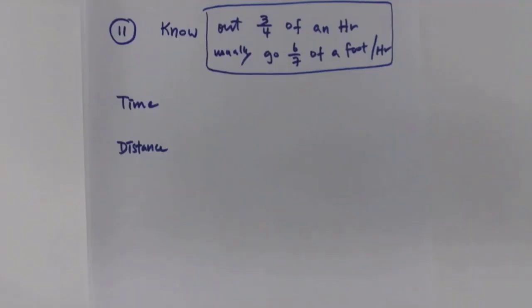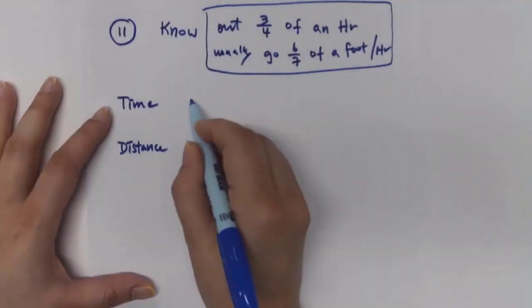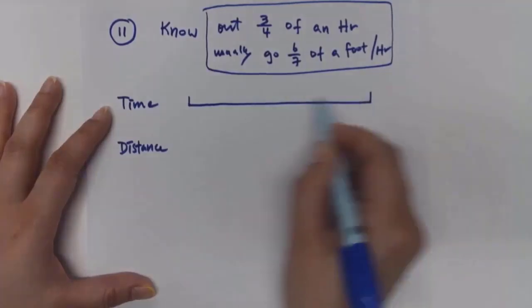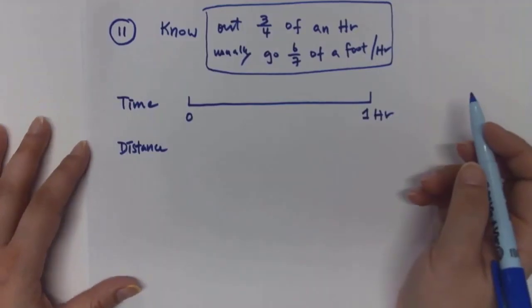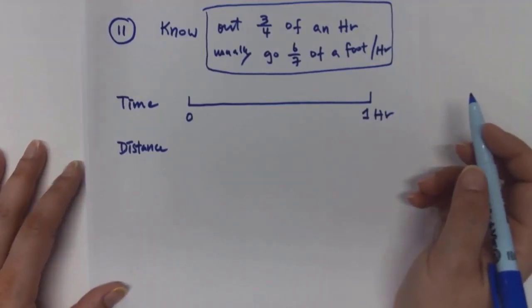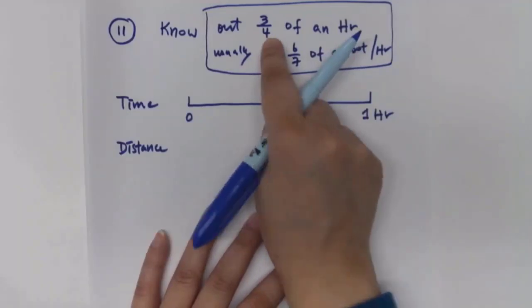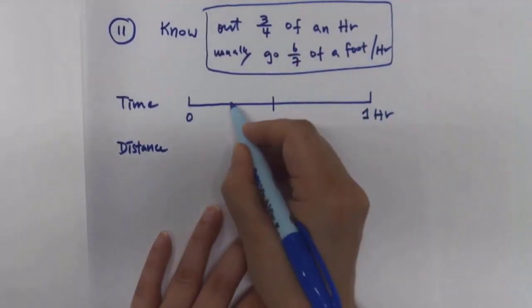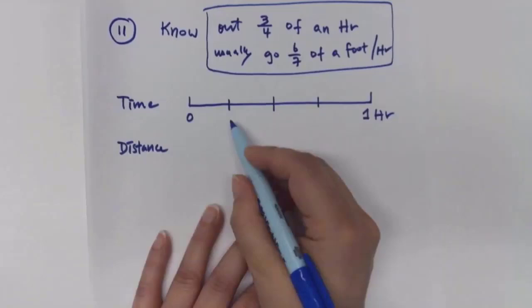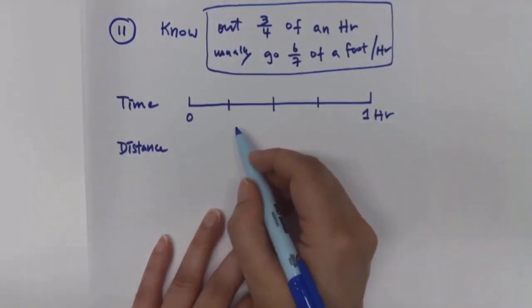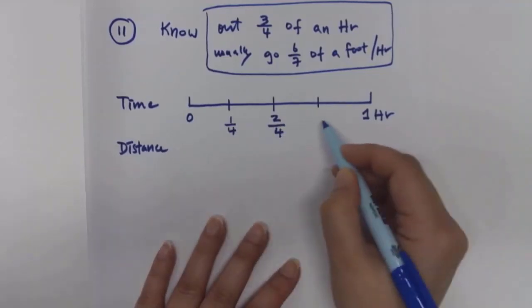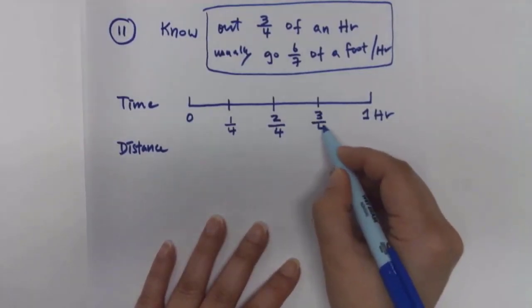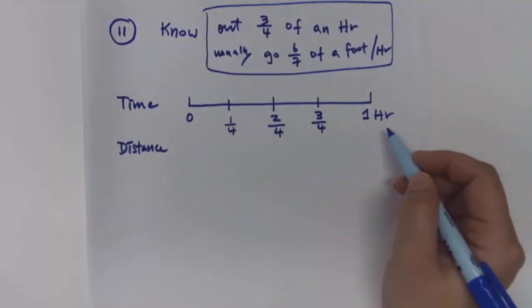Okay, if I put a timeline, it should start from what to what? 0 to 1, okay? So if I do 0 to 1 hour, then I should divide this into how many equal parts? 4 equal parts because the denominator is 4, okay? Cut it in half and then half again. So each marking represents what? 1/4 of an hour. Everybody okay? Number line is continuous, so 1/4, 2/4, 3/4. This 4/4 is 1. Okay?